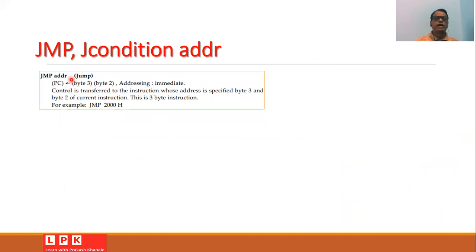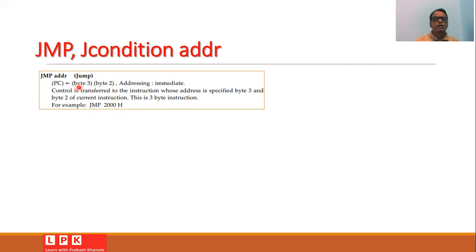Here we write the address, which is 16 bits, and therefore the address is specified in byte 2 and byte 3 of the instruction. This address will be transferred to the program counter. The register PC, we know, holds the address of the next instruction to be executed, and therefore the address contained in byte 2 and byte 3 will be transferred to the register PC.